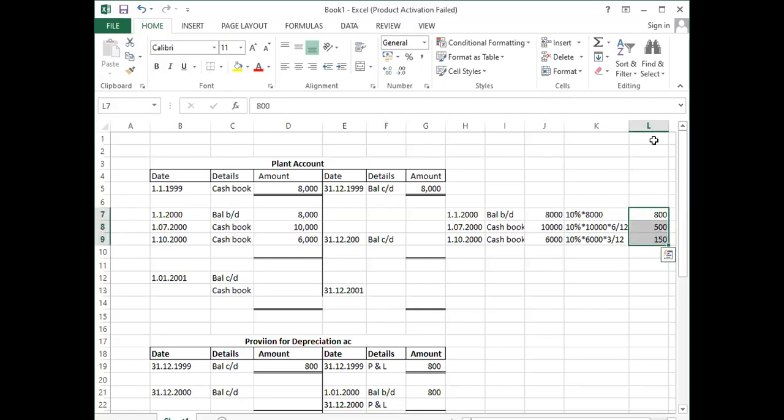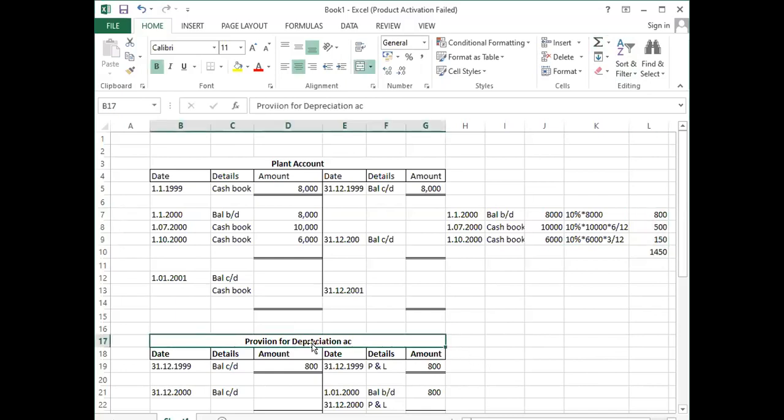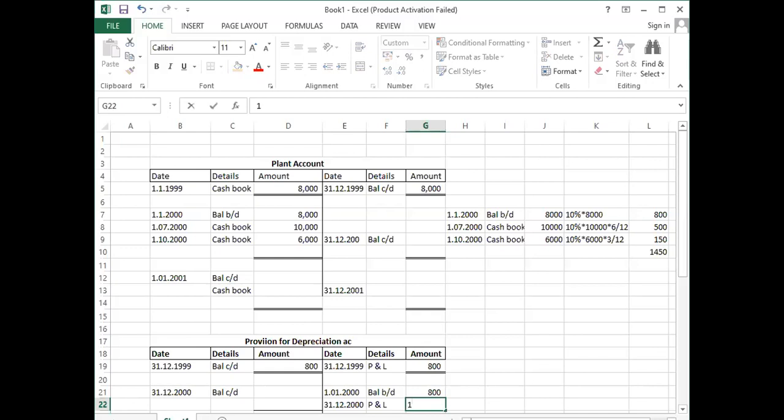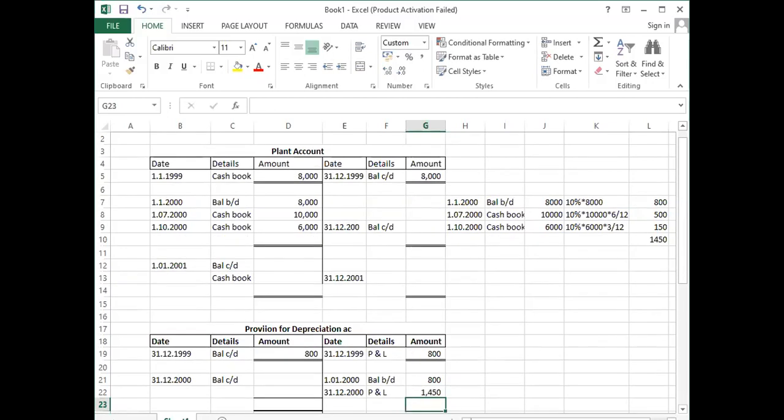Therefore, if we count that amount, the total there becomes what? 1450 for depreciation that year. And therefore, we come to the account for provision for depreciation. And in the P and L, or the profit and loss, we are going to debit it by that amount for that year, 1450, right?